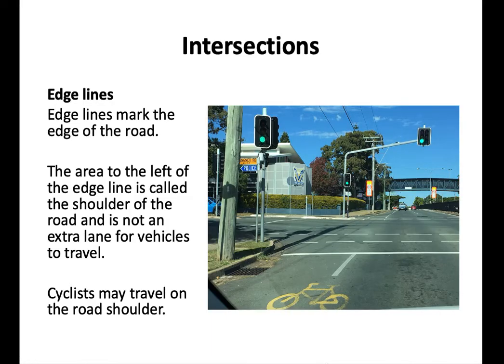The edge lines mark the edge of the road. The area to the left of the edge line is called the shoulder of the road and is not an extra lane for vehicles to travel. Cyclists may travel on the road shoulder. That's one of the training areas I use at Redcliffe, and that's Redcliffe High over there.